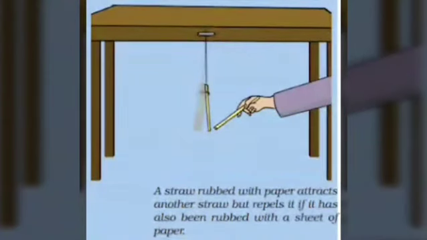If you bring this rubbed straw near the suspended straw, you will observe that the straw suspended from the table is attracted towards the straw which we rubbed. And why does it happen? Because on rubbing, some charge is acquired on the straw.